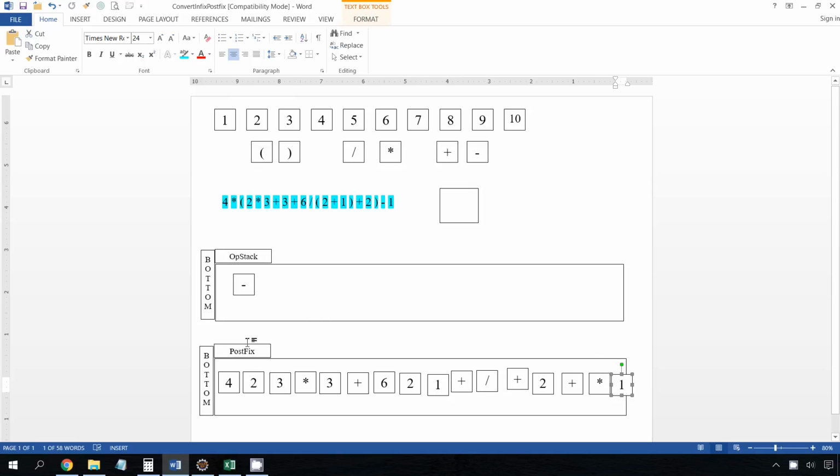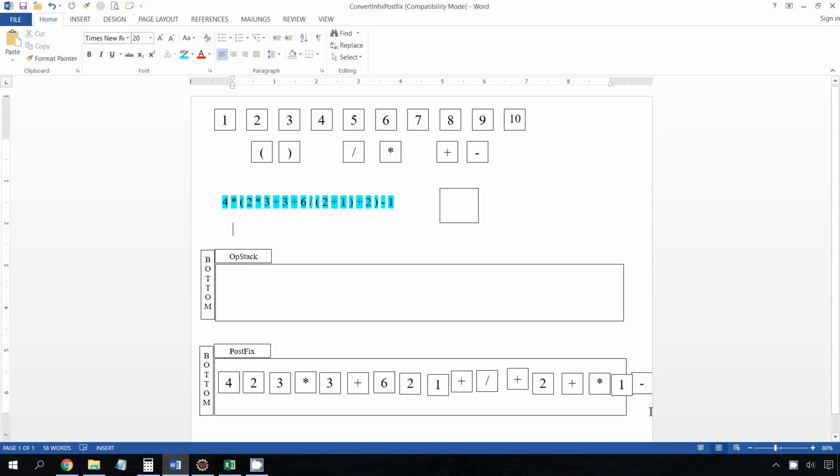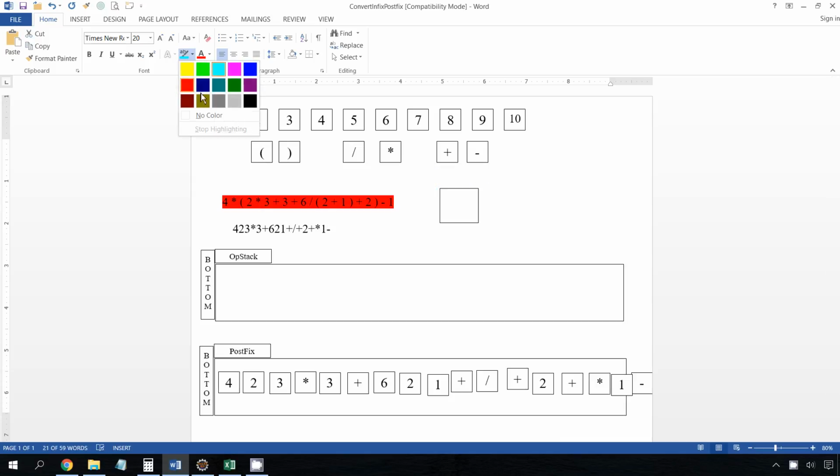When we reach the end of the expression, the rule is we just pop off whatever is left on OpStack, push it onto Postfix, and we're done. And now our Postfix expression is the expression we get when we read from bottom to top. So that would be 423 times 3 plus 621 plus divided by plus 2 plus times 1 minus. That would be our Postfix expression. So that would look like this: 423 times 3 plus 621 plus minus plus 2 plus times 1 minus. That is our Postfix version of this Infix expression.